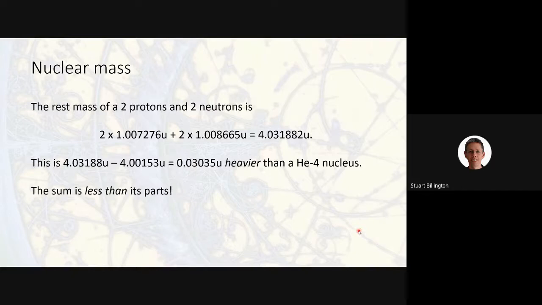So in actual fact, when you lumped the 2 protons and the 2 neutrons together and convinced them to fuse into a helium-4 nucleus, what actually happened was that mass disappeared. We lost some mass. So the question, which really is the crux of today's entire lesson, is where did that mass go? How is it possible that the sum can be less than its parts? And for that, we need to turn to Einstein.